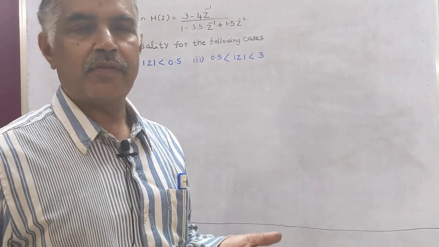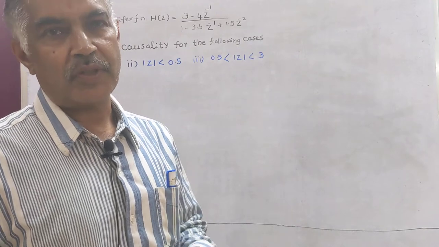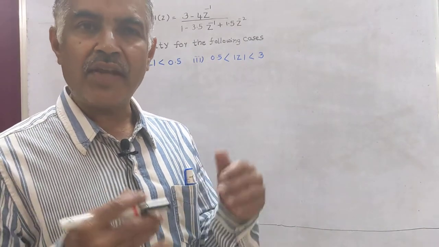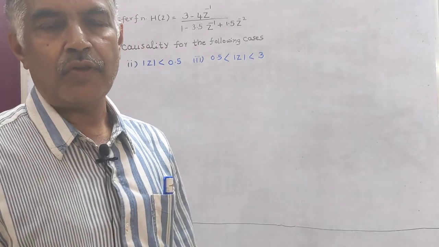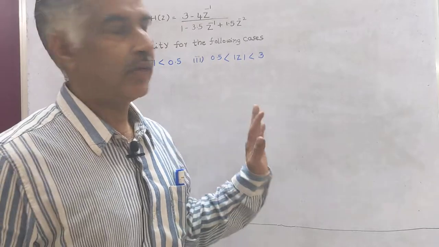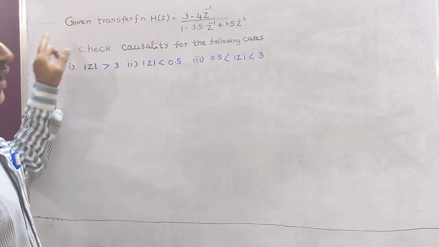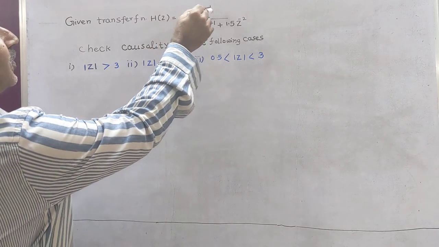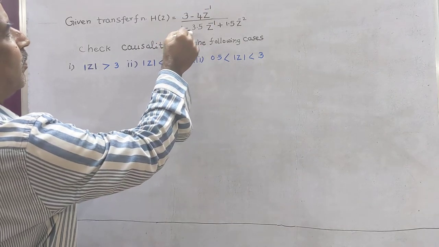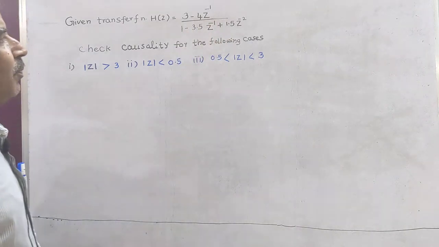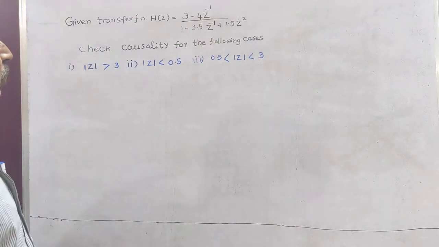In the case of stability, if all the poles of the transfer function, that is H(z), lie inside a circle of unit radius, then the system is said to be stable. We shall apply this. Given the transfer function H(z) equal to (3 minus 4 z to the power of minus 1) divided by (1 minus 3.5 z to the power of minus 1 plus 1.5 z to the power of minus 2).